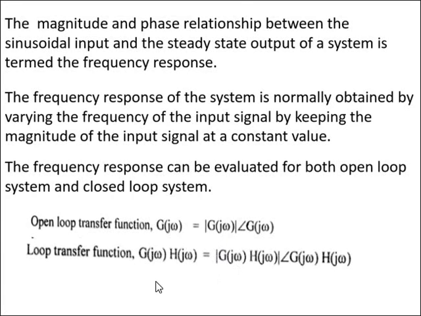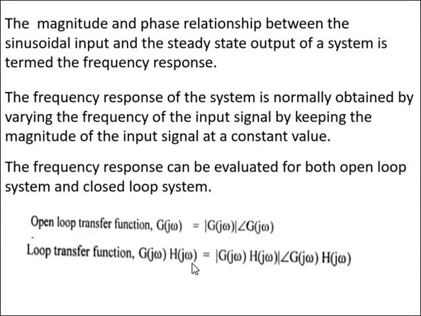And consider the open loop transfer function G of j omega into H of j omega. Again this is also a combination of two, amplitude as well as phase. Amplitude can be written as mod G of j omega into H of j omega. Angle can be written as angle of G of j omega into H of j omega. Here this means G of s into H of s. In frequency response analysis, s can be represented as j omega, so that G of j omega into H of j omega.